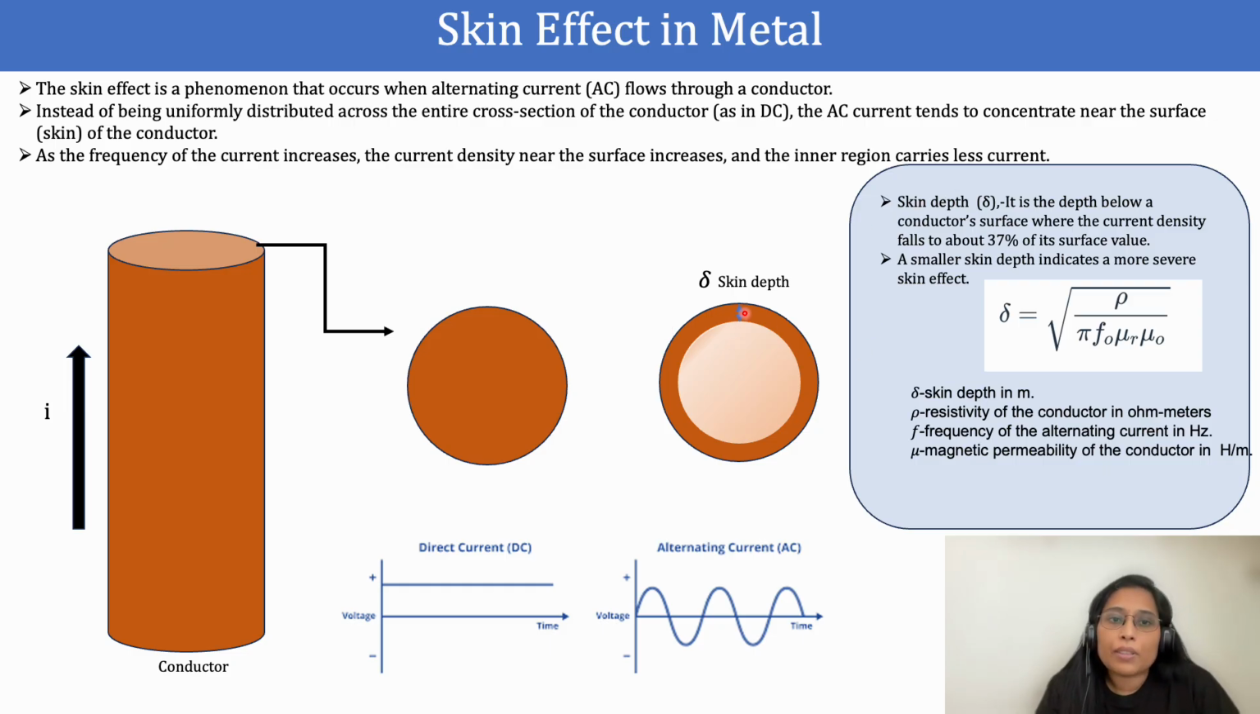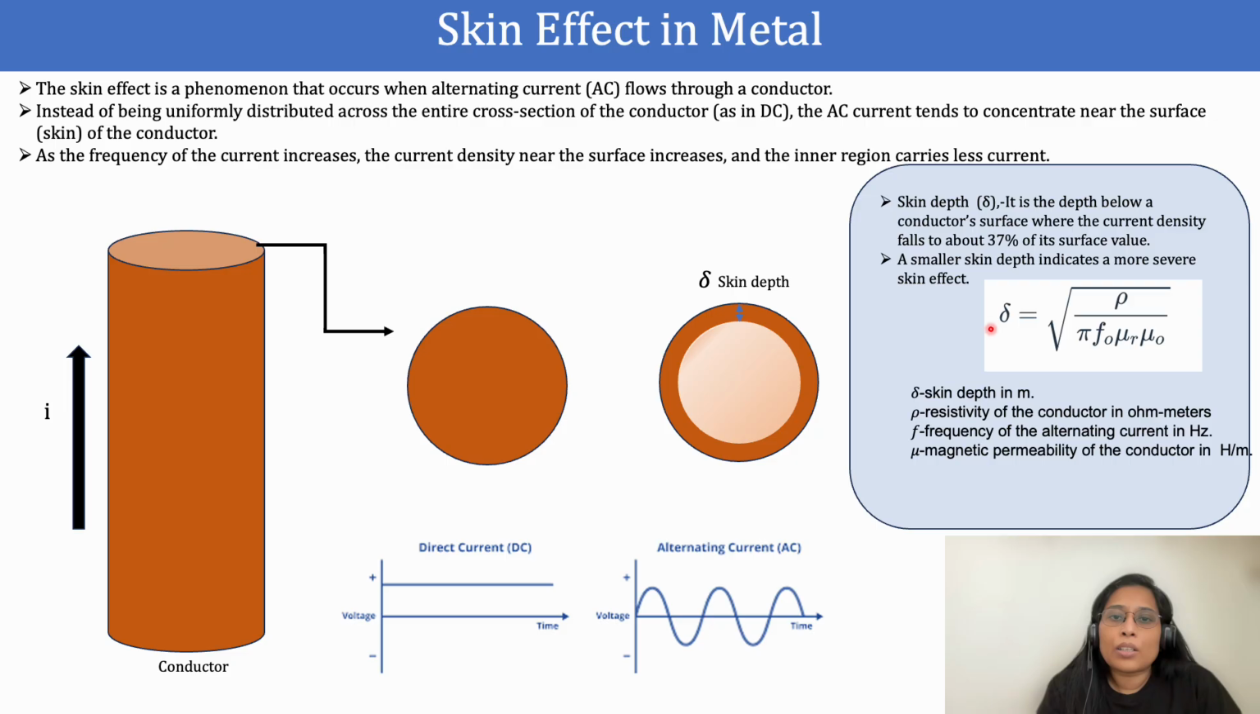This is the skin depth. This actually measures the depth at which the current is reduced to 37% of the maximum value at the outer conductor. So we usually use this skin depth as a parameter to specify the skin effect.